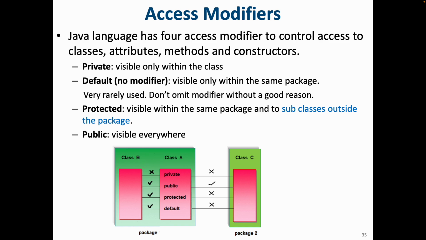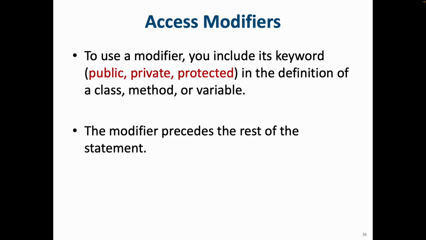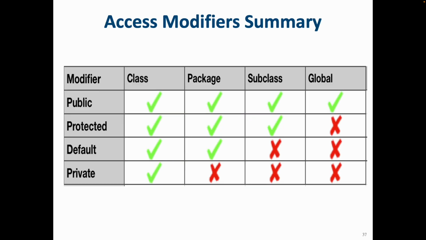When we are defining it, we say, for example, public int. So we first put the access modifier, whether public, protected, private, and so on. Same for the functions. And then we define the other parts.